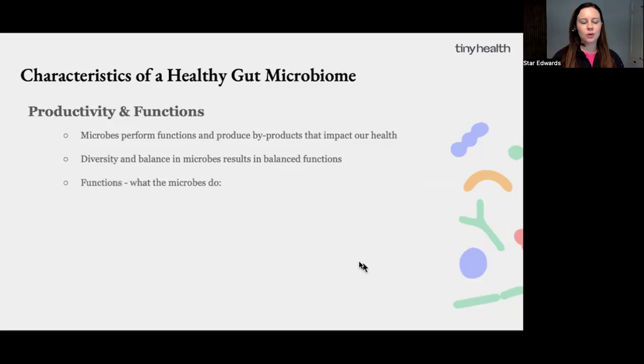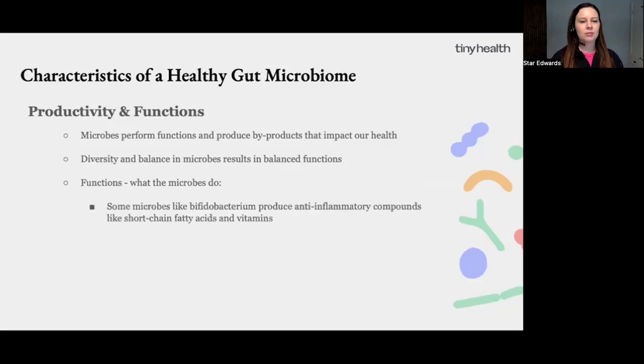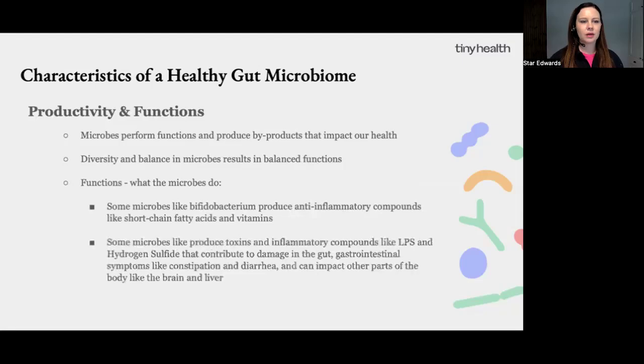So functions are what the microbes do. Some microbes, like bifidobacteria, for example, produce anti-inflammatory compounds like short-chain fatty acids and vitamins. And then you have microbes that produce toxins and inflammatory compounds like LPS, or lipopolysaccharide, and hydrogen sulfide that contribute to damage in the gut and a lot of gastrointestinal symptoms like constipation and diarrhea, and can impact other parts of the body like the brain and the liver. So, who's there matters, but also what they are doing. And if we have a balance of who is in the microbiome, then their functions should be balanced too.